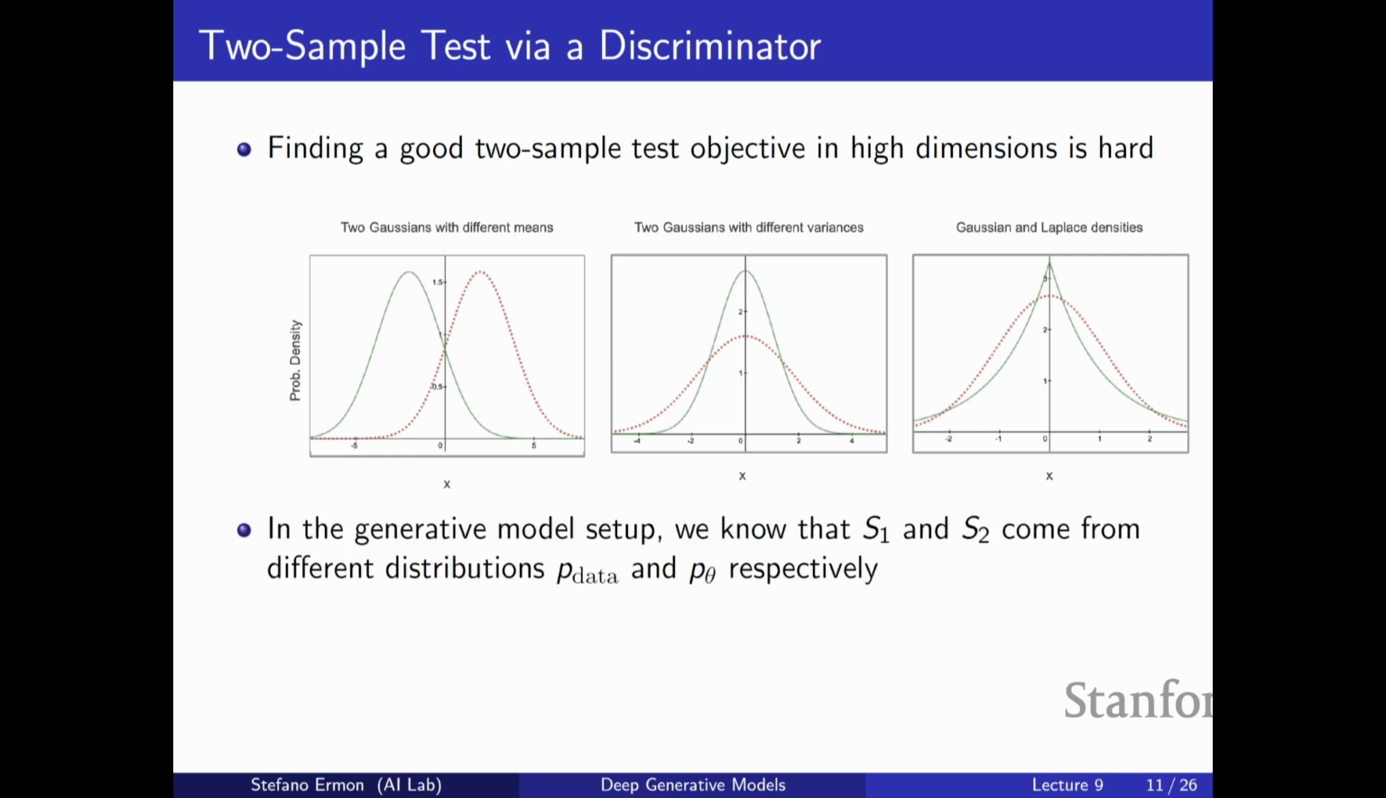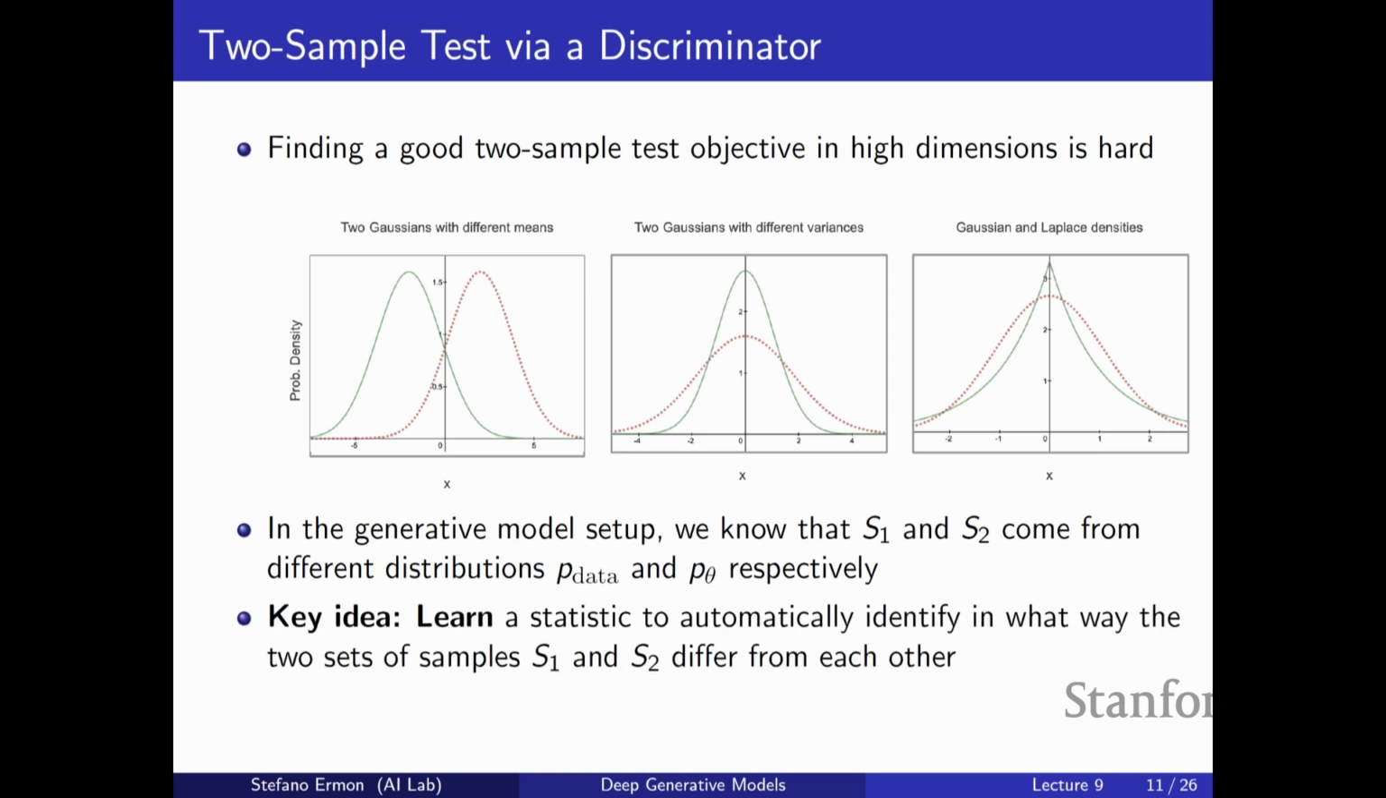And so instead of picking a fixed handcrafted test statistic, we're going to try to learn one, to automatically identify in which ways these two sets of samples, the one from the data and the one from the model, differ from each other. Instead of keeping it fixed and saying, oh, let's compare the mean, we're going to try to learn what makes these two samples different. And how to do that? Any guess?